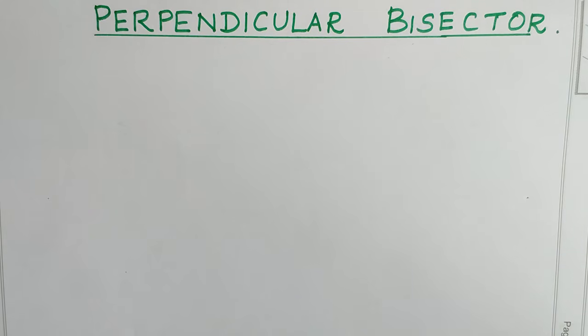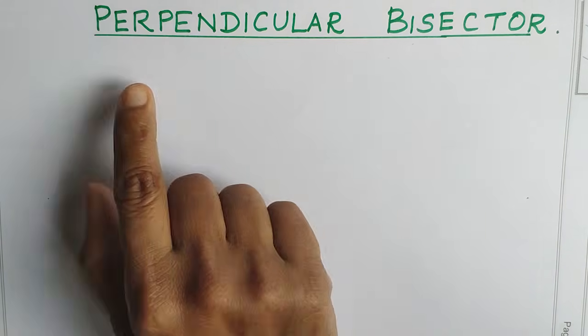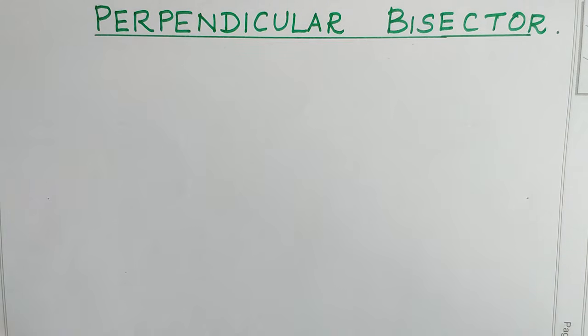Hi students, today we are going to do how to draw a perpendicular bisector of a line segment. What is meant by perpendicular? Perpendicular means if two lines are perpendicular, then the angle between them is 90 degree. And here we are going to draw the perpendicular bisector of a line segment of length 10 centimeter.